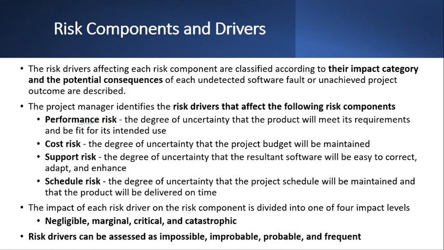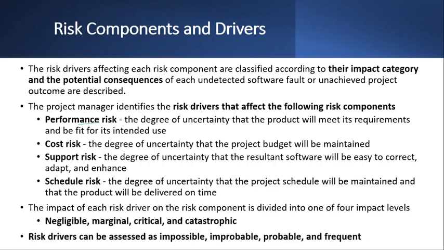Then the same way here, cost risk. It may again affect the cost also, that is what we call the cost risk. Here it is the degree of uncertainty that the project budget will be maintained. If the project budget is less than what we have estimated, then it is okay, but that did not happen. So mostly it is over budget, isn't it? There is a chance of going over budget, so we have to maintain it.